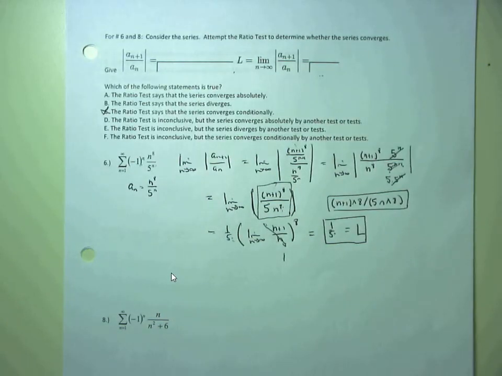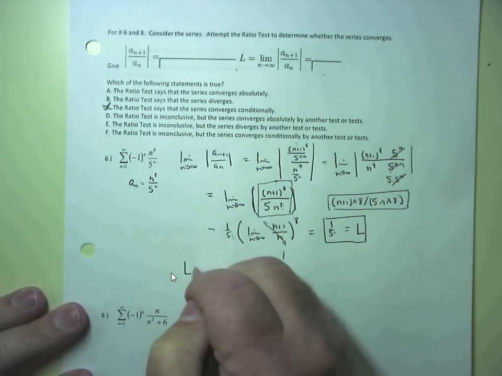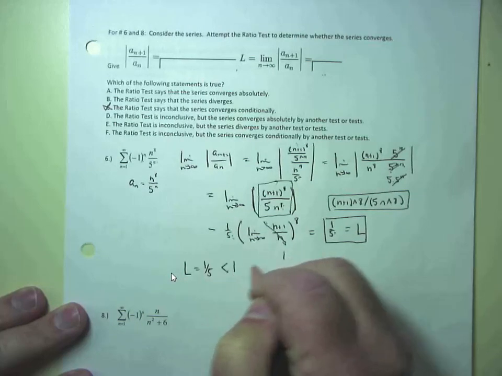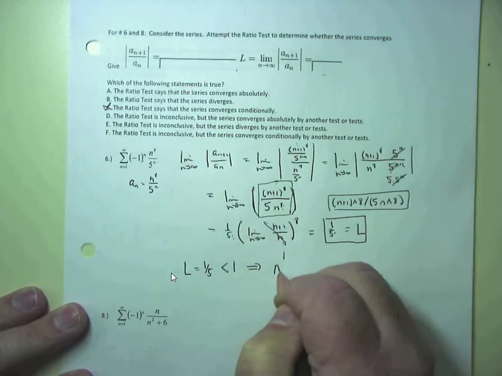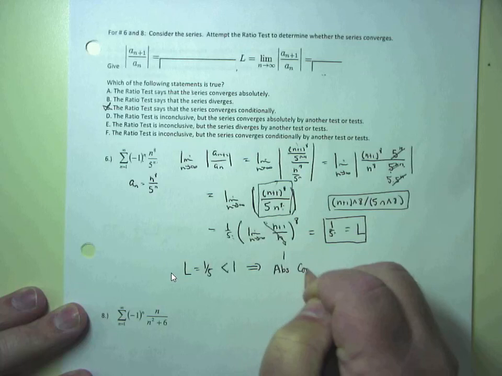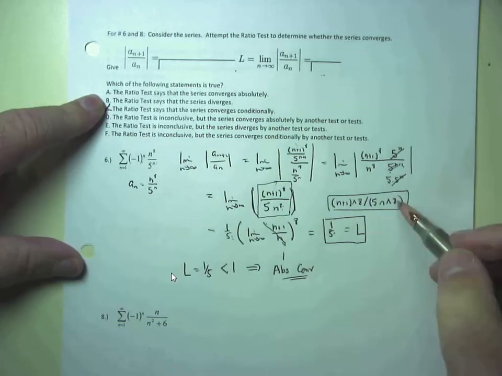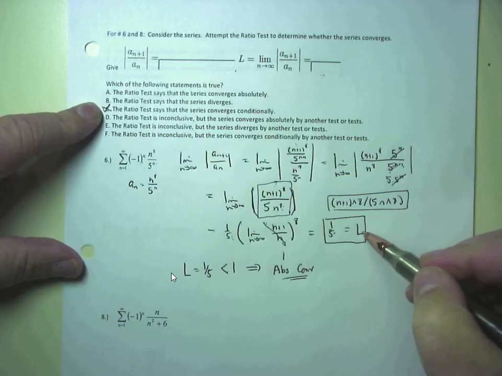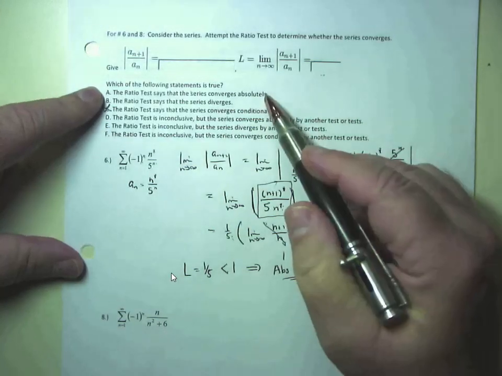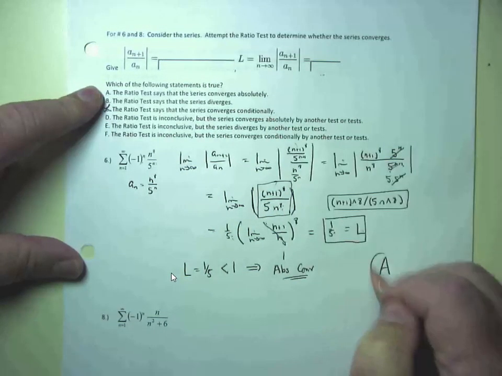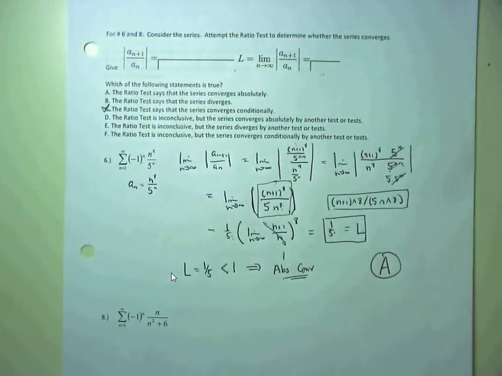Now, tell me what you know. According to the ratio test, L less than 1, it's convergent, or an alternating series will be absolutely convergent. L greater than 1, it diverges. L equals 1, the test is inconclusive. So my L, which is 1/5, is less than 1, which tells me this series is absolutely convergent. So this is the first answer for the blank, this is the second answer for the blank, and the third one is ratio test, absolutely convergent. The answer is A for this particular problem.